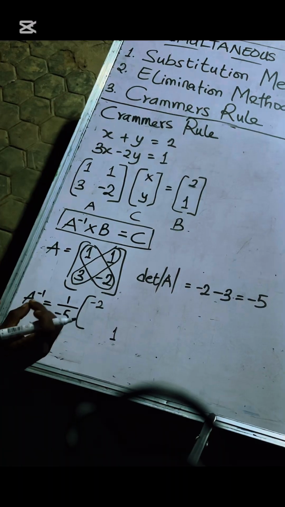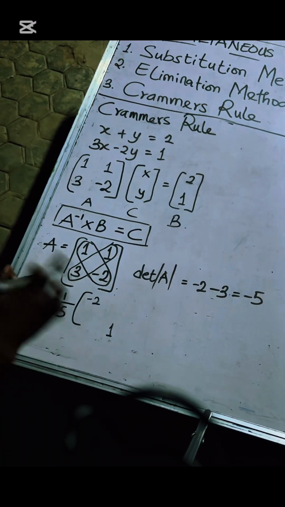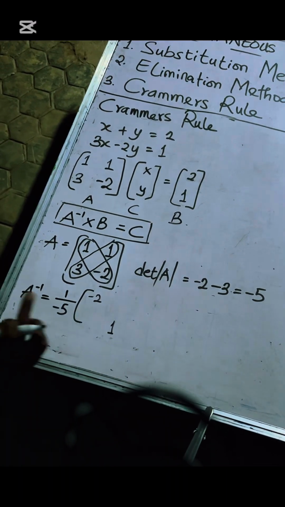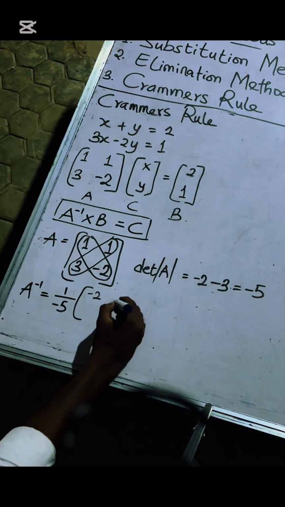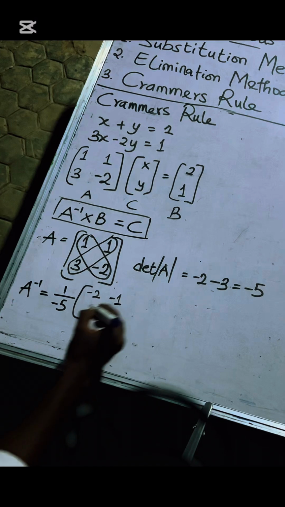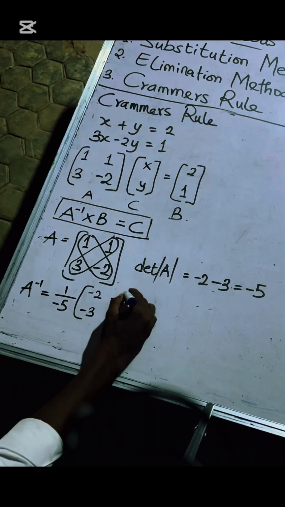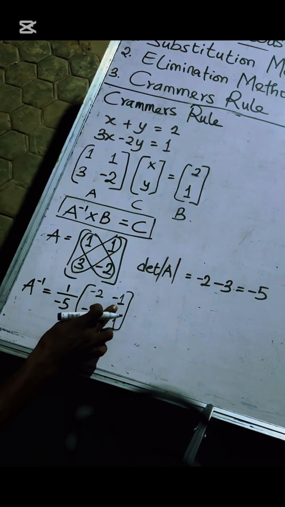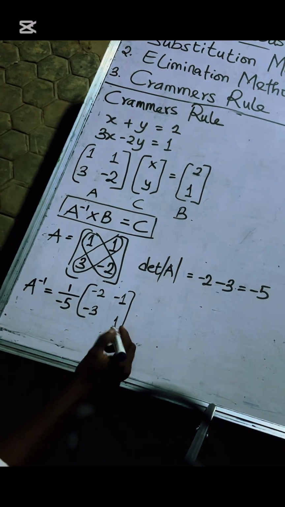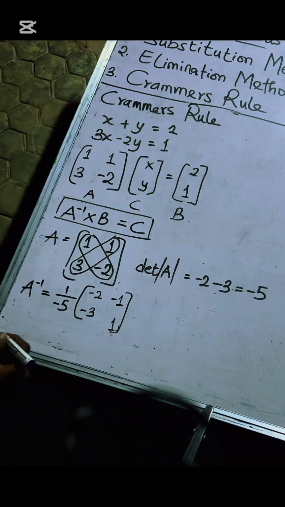What we are dealing with is the first diagonal. We switch the place, minus 2 and 1. Now, the second diagonal, we leave it where it is, but we add a negative sign to it. The 3 will become minus 3. The 1 will become minus 1. That is what it requires for you to get the inverse.